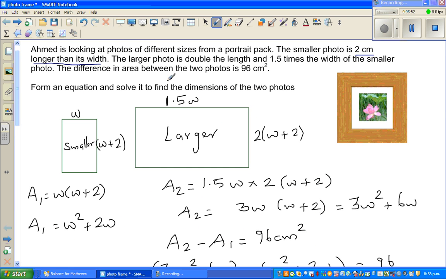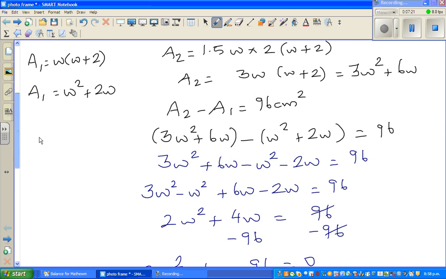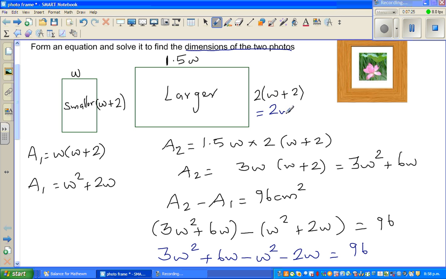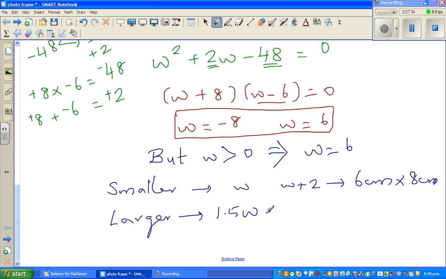The question was, find the dimensions of the two photos. So the smaller photo had the dimensions W and W plus 2, which gives me 6 centimeters times 8 centimeters. And the larger photo, what was the dimension of the larger photo? It was 1.5W and 2 times W plus 2, which we can write as 2W plus 4. So the larger photo has dimensions 1.5W and 2W plus 4. If W is 6, 1.5 times 6 is 9 centimeters, and 2 times 6 is 12, plus 4 is 16 centimeters.